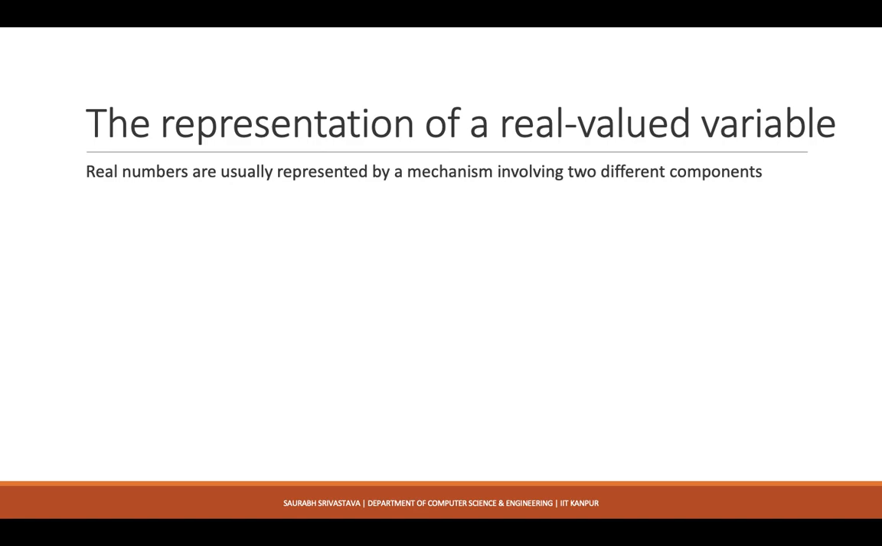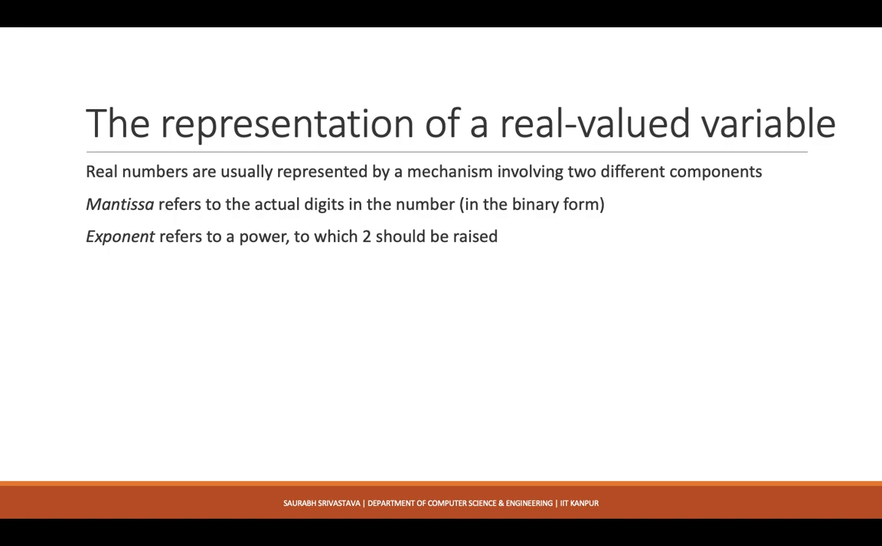Now, how do you do that for real valued variables? Real numbers are usually represented by a mechanism, which I don't think we have discussed in the class, but I probably would have given you a brief idea. Real numbers are represented using a mechanism where you keep two different components of the real number. One component is known as the mantissa. The mantissa is basically the actual real number, of course in the form of a binary number. The digits in the number form the mantissa part, not all the digits, but all but one.